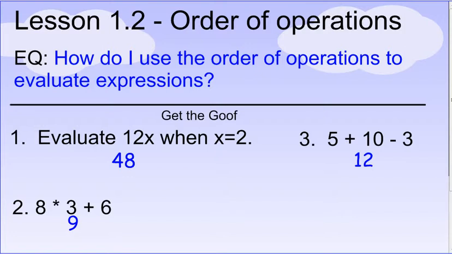Today's lesson we are looking at the order of operations. So the essential question says, how do I use the order of operations to evaluate expressions? We have our three Get the Goofs here, so let's see how we do.